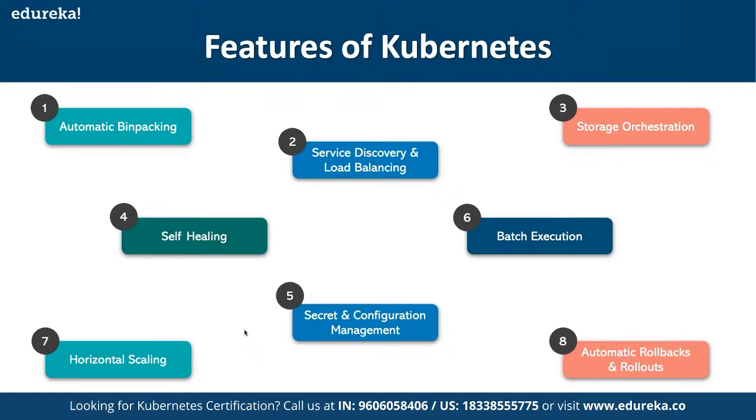Then we have self-healing capabilities. Kubernetes replaces and reschedules containers when nodes die. It also kills containers that don't respond to user-defined health checks and doesn't advertise them to clients until they are ready to serve. And then we have automated rollouts and rollbacks. Kubernetes rolls out changes to the application or its configuration while monitoring application health to ensure it doesn't kill all our instances at the same time. And if something goes wrong, we can always roll back the change as well.